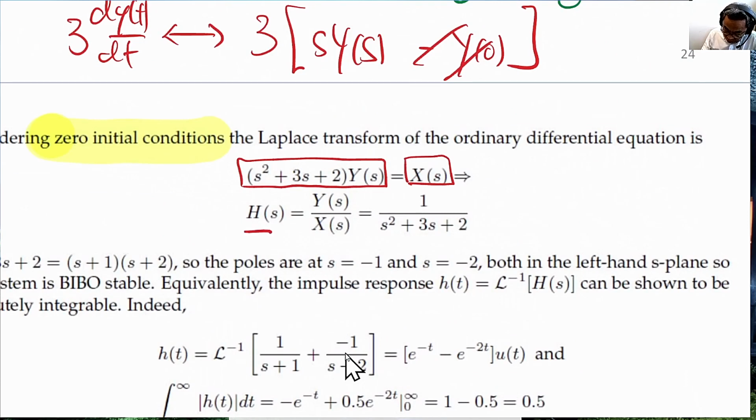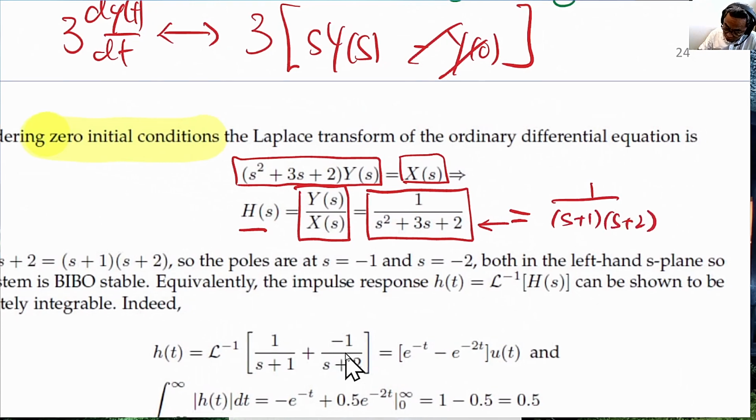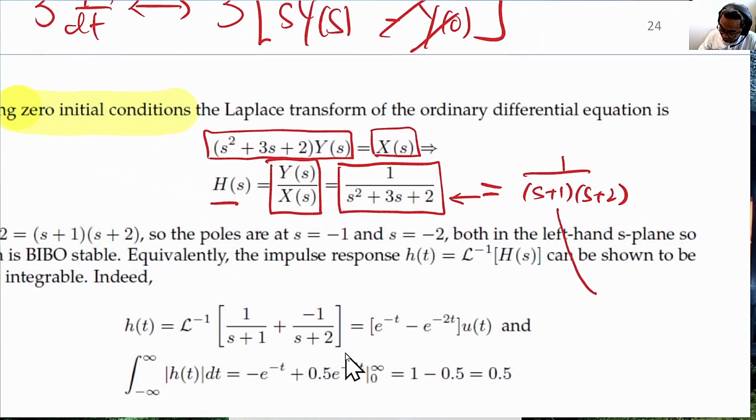The transfer function is defined as Y(s) over X(s), therefore it is nothing but 1 over s squared plus 3s plus 2. We will convert it into factorized form, which is (s plus 1)(s plus 2), and therefore now we see that there are two poles. The pole is at minus 1, because when s is equal to minus 1, this becomes 0. 1 over 0 is infinity. The other pole is at minus 2. Again, when s is minus 2, this goes to 0. 1 over 0 is infinity.